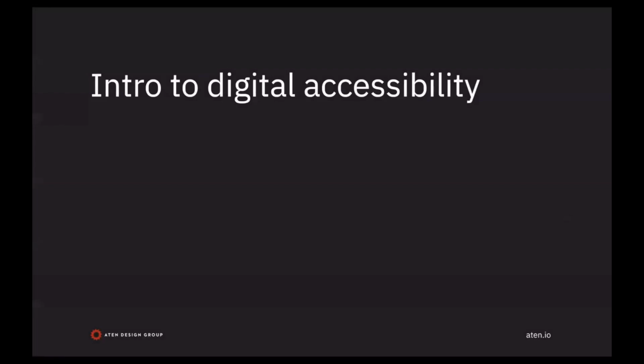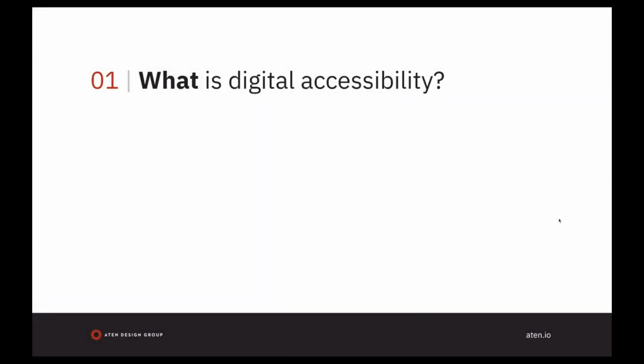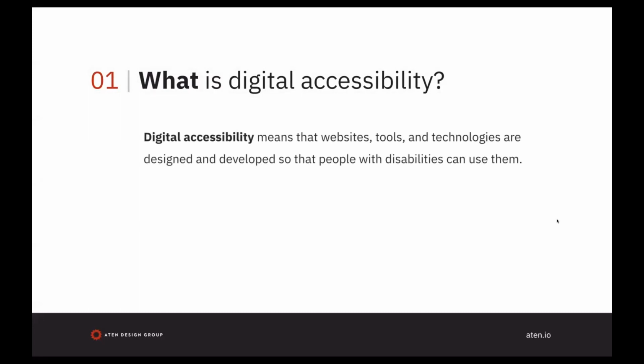As mentioned before, some of you may already be a little familiar with the topic, but I'm sure there are some people here who still are new to it, so I think it's important to go over briefly. So first, questions first. What is digital accessibility? Well, it means that websites, tools, and technologies are designed and developed so that people with disabilities can use them. This is really great in theory, but how do we actually follow and implement this in practice?